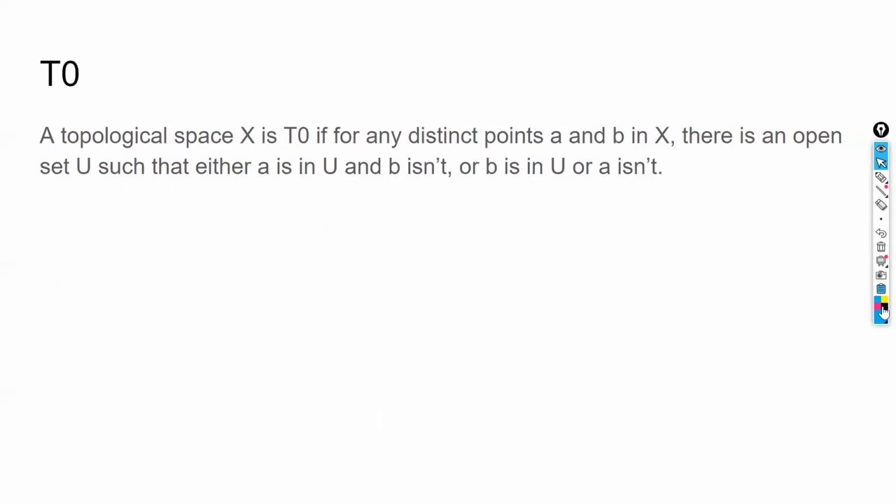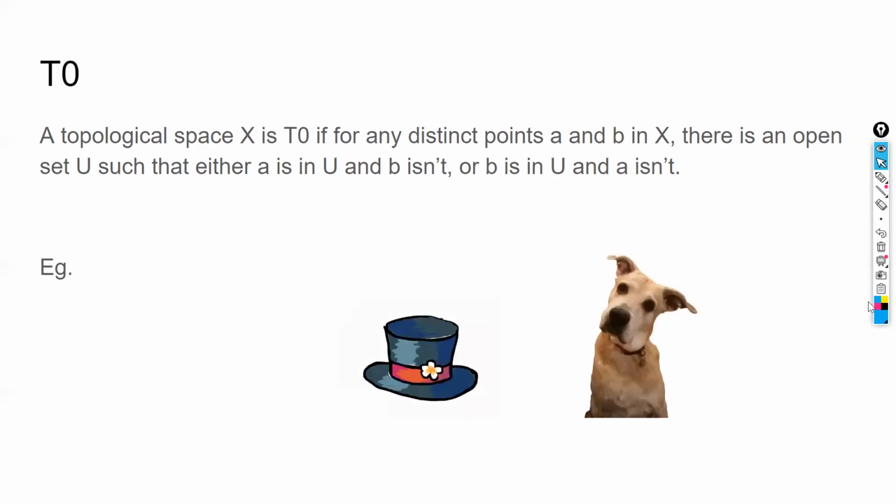Okay, so let's start with T0. So a topological space X is T0 if for any distinct points A and B in X, there is an open set U such that either A is in U and B isn't, or B is in U and A isn't. So let's take a look at some examples of topologies that are T0 and that aren't T0.